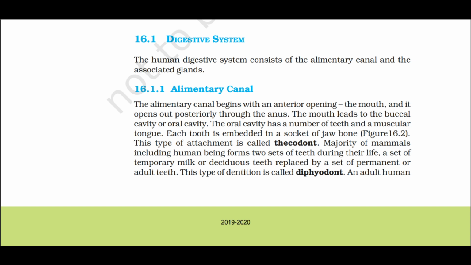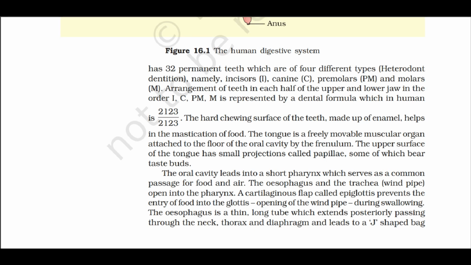Majority of mammals including human beings form two sets of teeth during their life, a set of temporary milk or deciduous teeth replaced by a set of permanent or adult teeth. This type of dentition is called diphyodont. An adult human has 32 permanent teeth which are of 4 different types: heterodont dentition, namely incisors, canine, premolars and molars. Arrangement of teeth in each half of the upper and lower jaw in the order I, C, P, M is represented by a dental formula which in human is 2-1-2-3 upon 2-1-2-3.